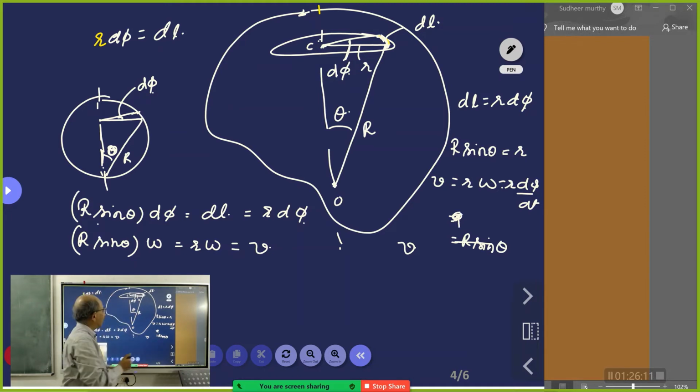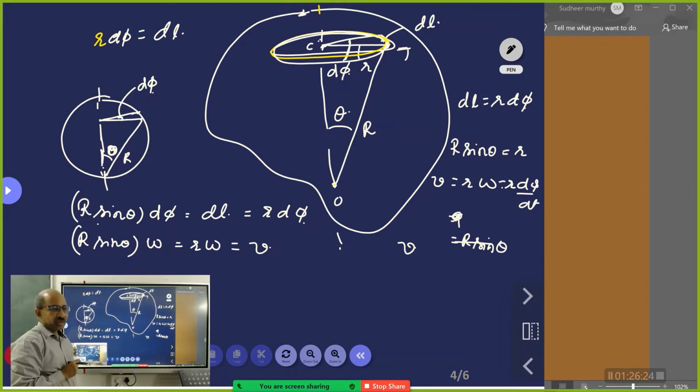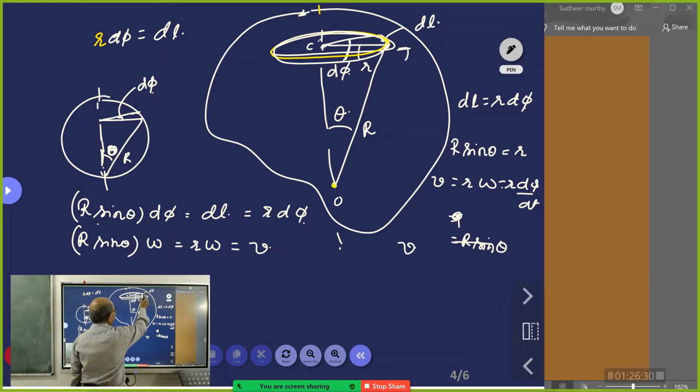But one more way by which you can say is, from this point you will see that this will go and come back here in time t. From here also, if you see, it will go from here and come back here in the same time t. So you are standing here and seeing one complete revolution in time t. And from here also, you are seeing one complete revolution in time t.